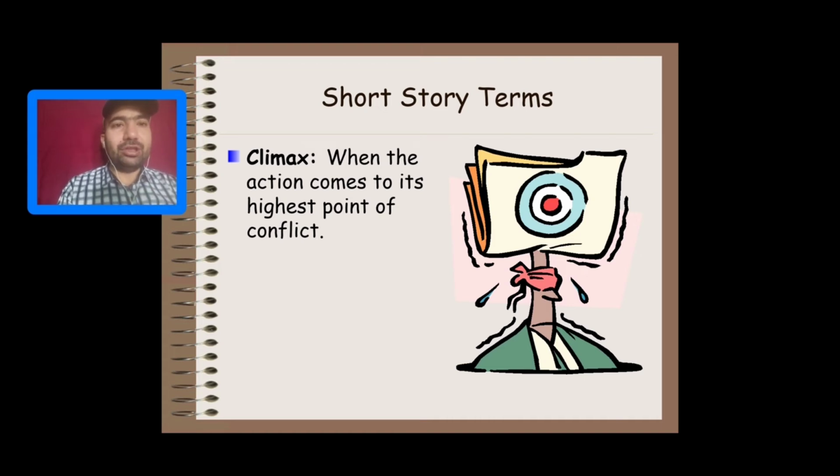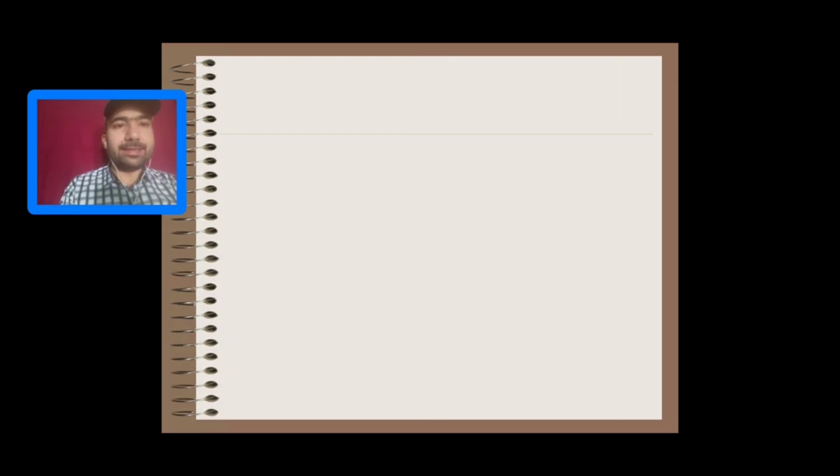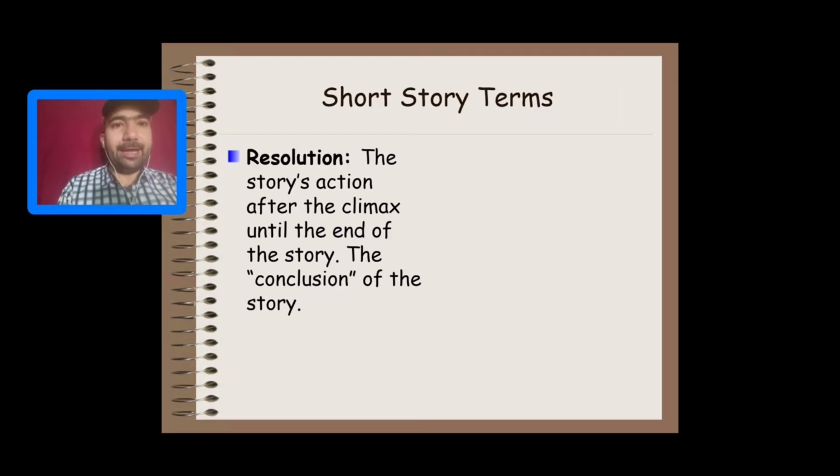So when the action comes to its highest point of conflict, that is what we call the climax. The next element of a story is the resolution. Of course, a story ending with a good feeling or a conclusion is always interesting to us. Otherwise, that leads to a sequel kind of thing. It runs into episodes, it runs into different kinds of seasons, as we always see in different kinds of dramas.